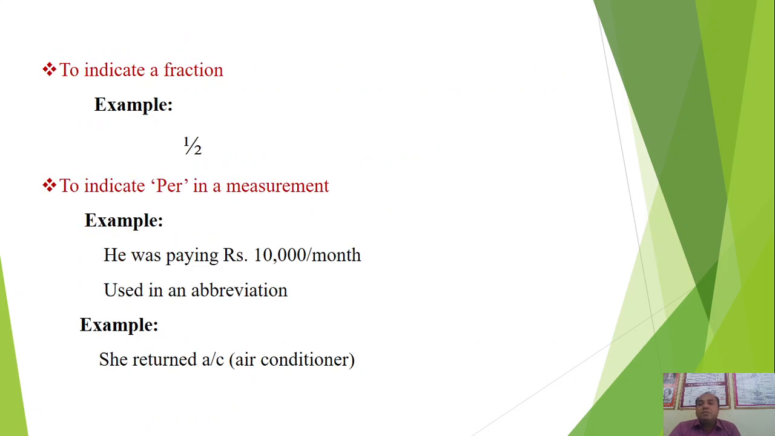Slash is also used to indicate a fraction. Example: half. See here, 1 by 2, half. It is also used for per in a measurement. He was paying rupees 10,000 per month. Here you use a slash after 10,000. It is also used in abbreviations. She returned the AC. Here AC stands for air conditioner, and is written A/C.